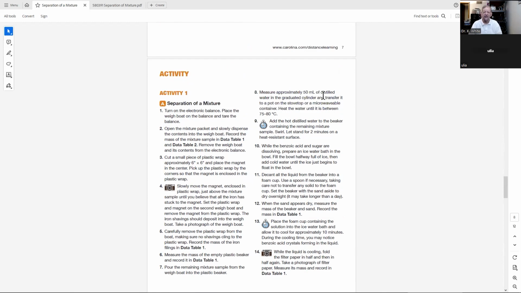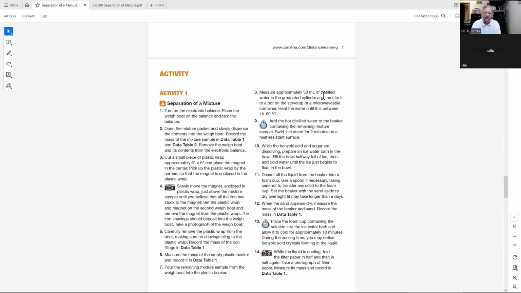Put in approximately 50 milliliters of regular water in the graduated cylinder and transfer it to a pot on the stove and heat it to about 70, 75 degrees C. You do not want to have that water boiling. Once it's at that temperature, remember, have extra protection on your hands, pot holders.